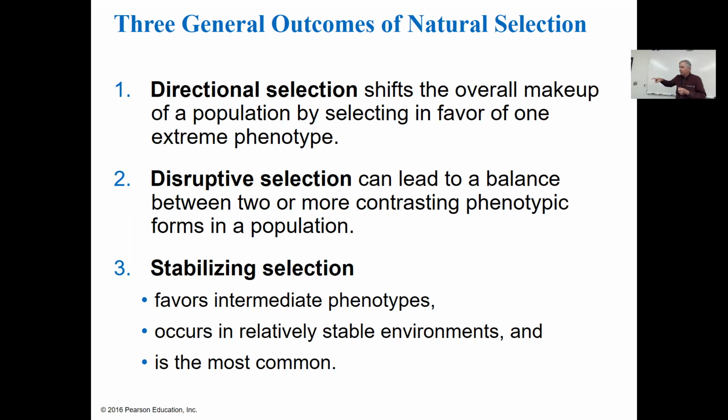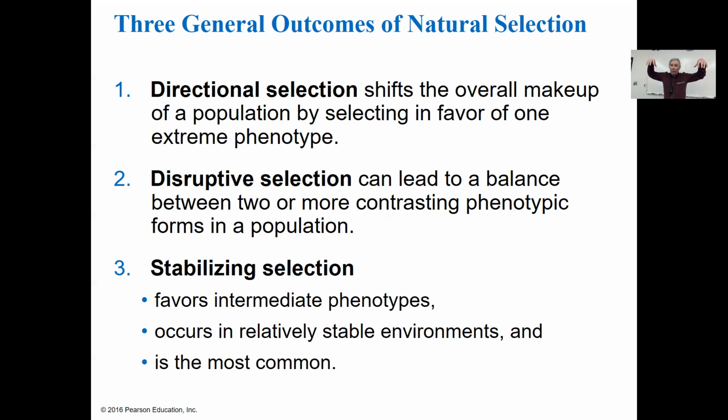Disruptive selection means that both extremes are selected, and the middle phenotype is not. So it ends up with a biconcave shape. And this is the selection that can lead to a speciation event that can break a population into 2 separate populations.